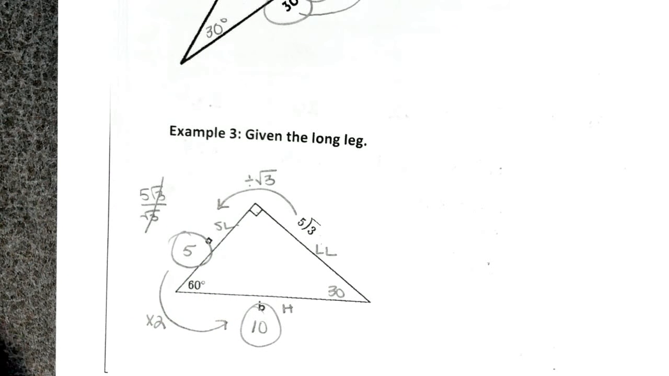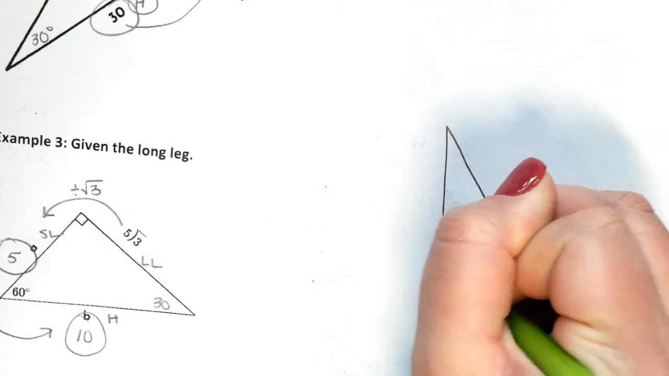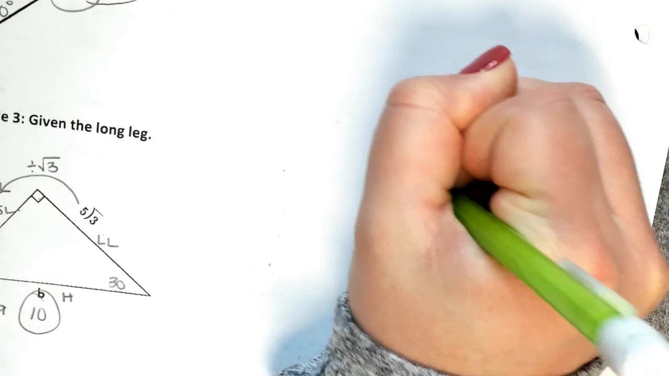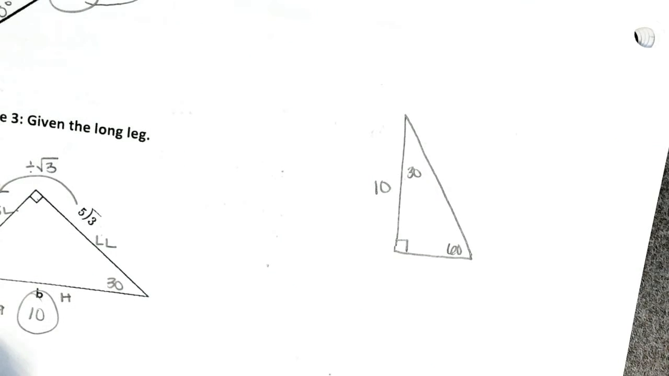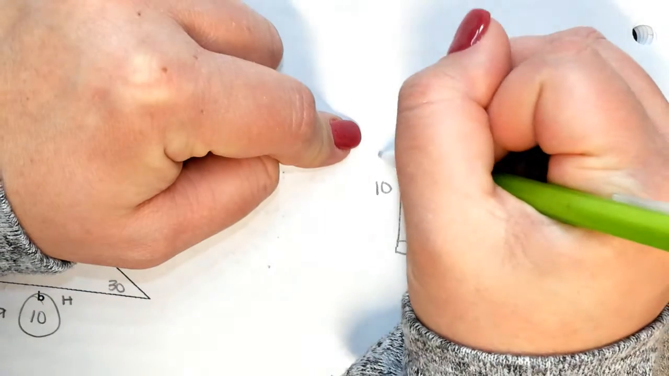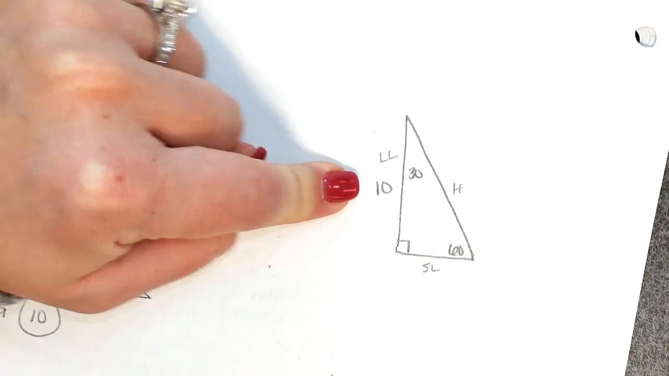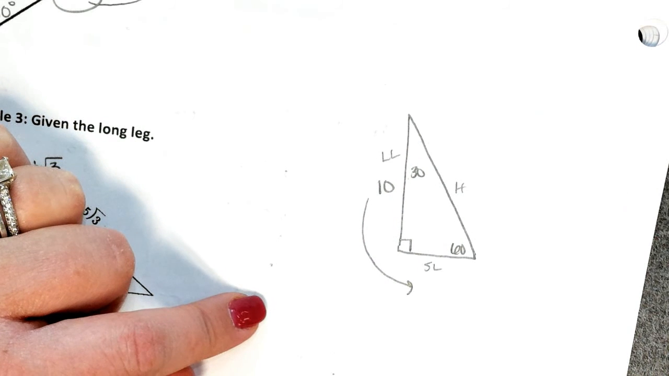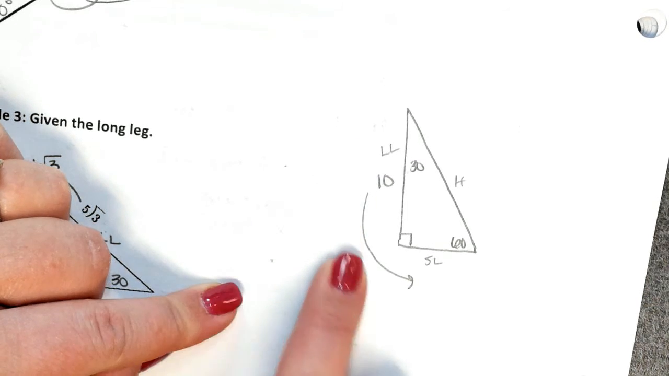Okay. Now some of them, let me draw one more example here because I want to show you what would happen. If I had my long leg, so let's say this is 60, 30, 90. If I gave you a long leg of 10, this is your long leg, this is your short leg, this is your hypotenuse. How do you go from the long leg to the short leg? Because you always need your short leg first.